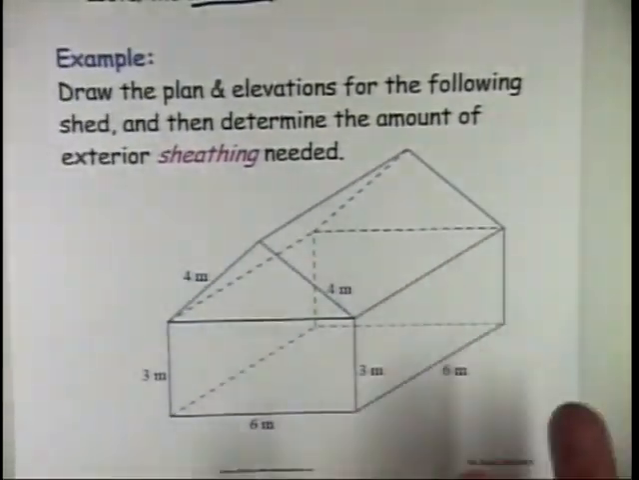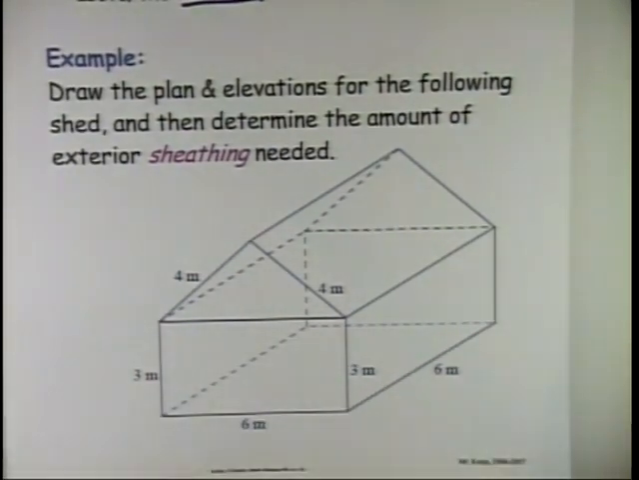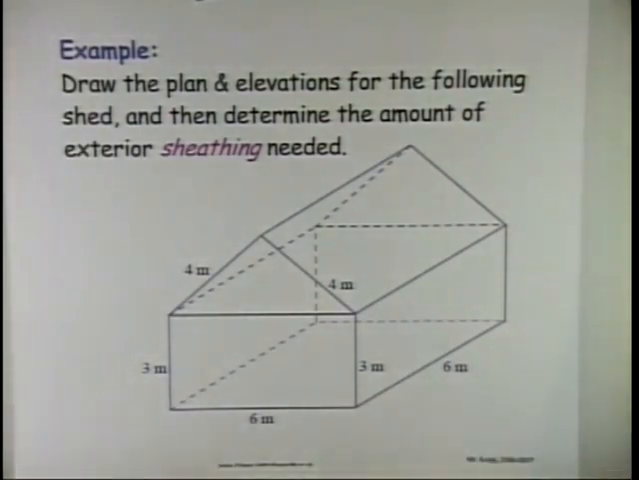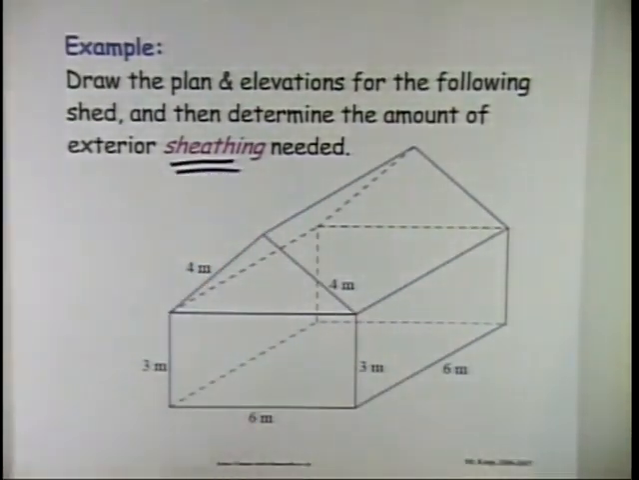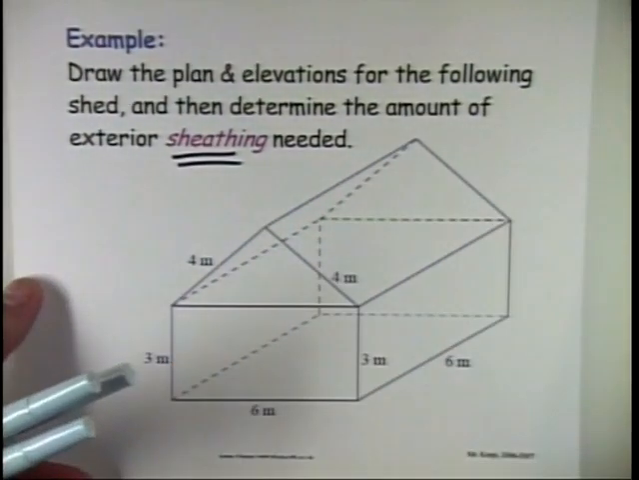And speaking of sheds, we're going to design and build a shed here. Okay? So let's go ahead and draw the plan and the elevations for this following shed that we want to build, and then we'll determine the amount of exterior sheathing that we need. Now, sheathing is a good word. It just means the amount of material that we're going to need to cover the exterior of this shed.